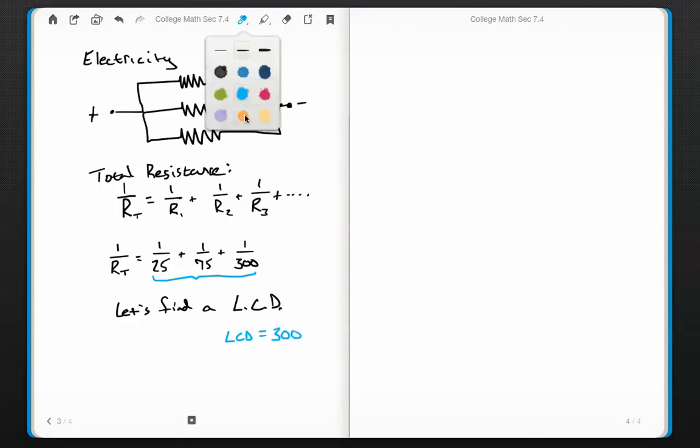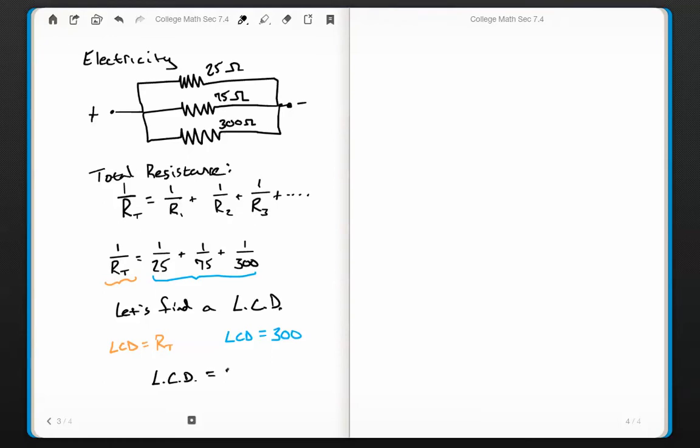Problem is, over on this side in orange, the LCD is something we don't even know. The LCD is just the total resistance. That's the only denominator. So the lowest common denominator for this whole side of the problem equals 300 times the total resistance. And we don't even know the total resistance, and our LCD now contains a variable that we don't even know. But let's apply the same technique.